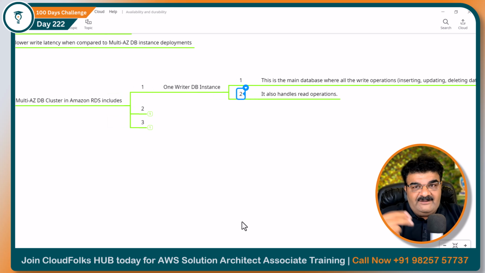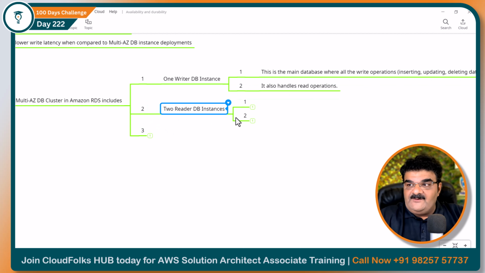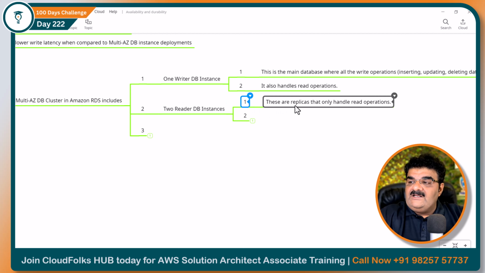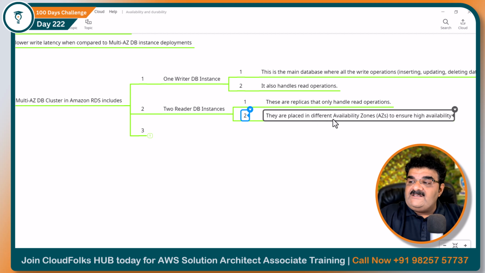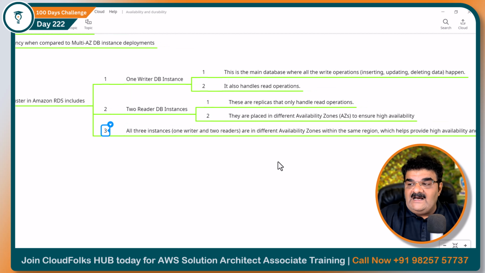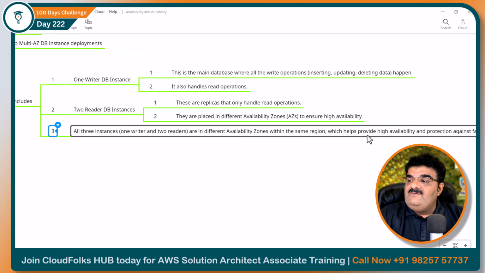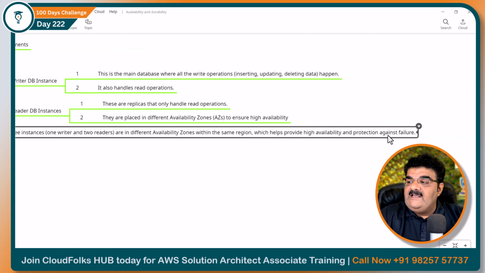So it has dual facilities, writer plus reader. Then two reader DB instances, this structure is fixed. These are replicas that only handle read operations. They are placed in different availability zones to ensure high availability. All three instances, one writer and two readers, are in different availability zones within the same region, which helps provide high availability and protect against failure.